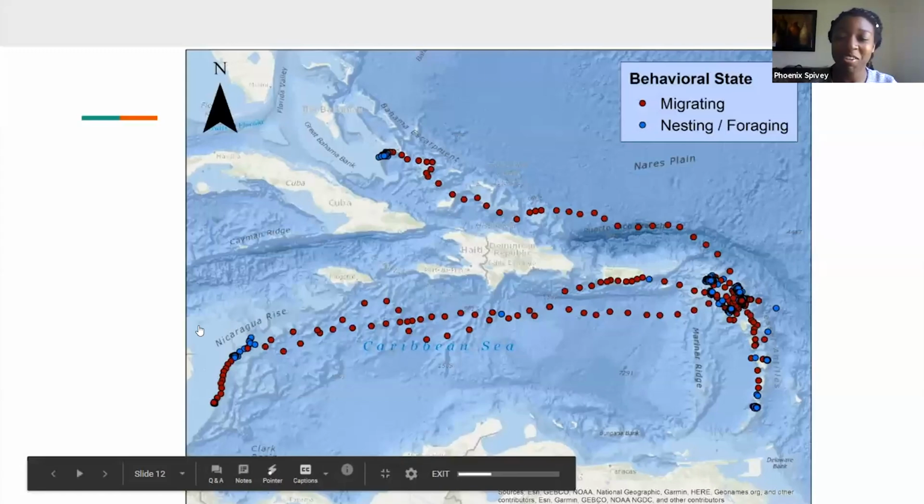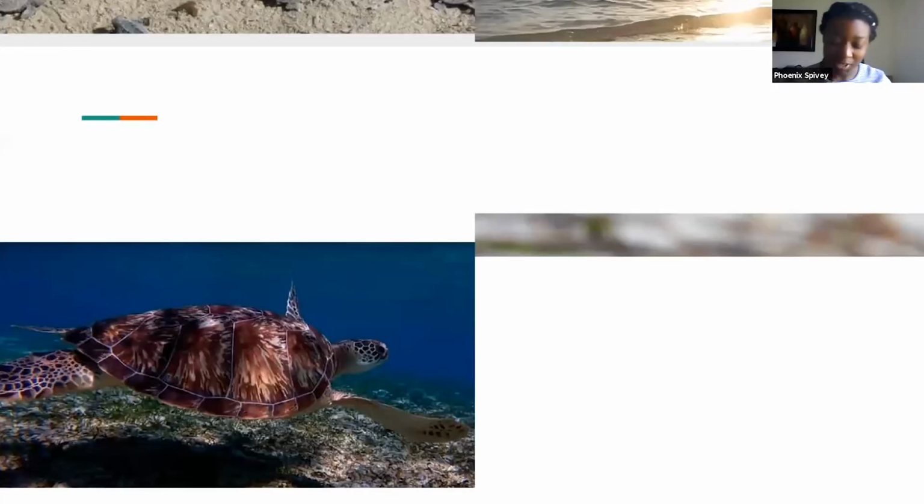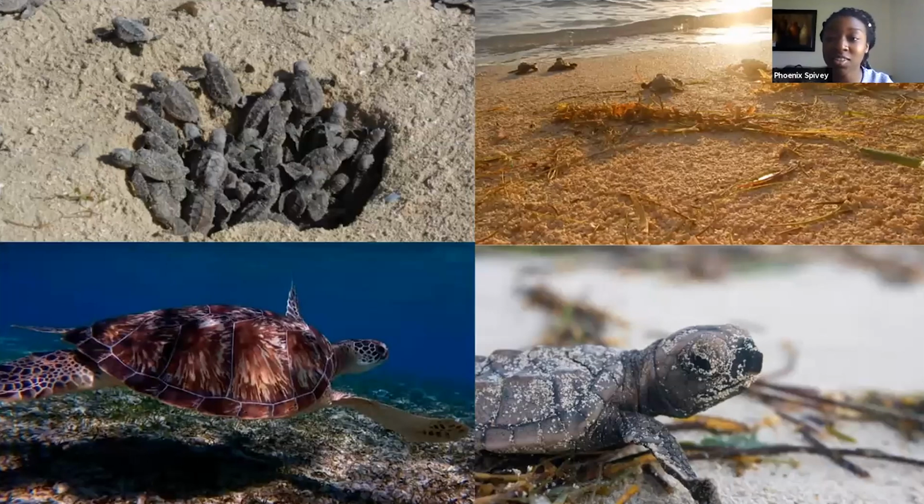Okay, greetings everyone. My name is Phoenix Spivey, and my project scope covers stable isotope analysis and satellite tracking as a tool for hawksbill sea turtle conservation. As you can see, there are a bunch of cute little turtles on the screen. These turtles are hawksbill sea turtles. They're named for their hawk-like beak, and their shells often display colorful scutes. And you can basically say they're the cutest charismatic creature.